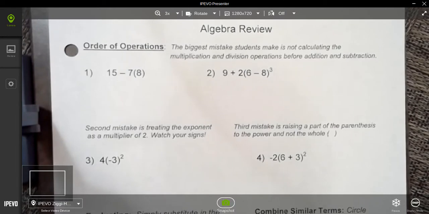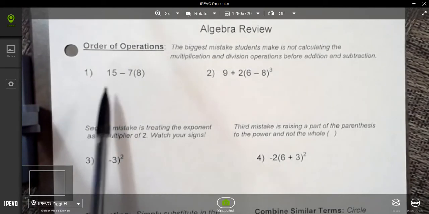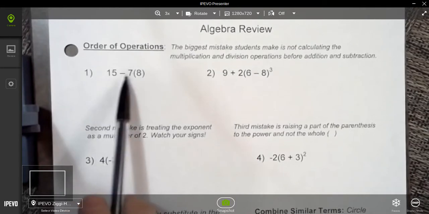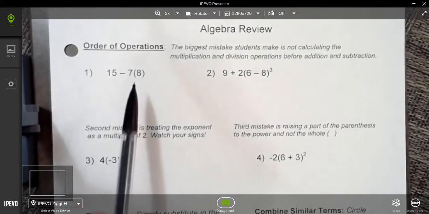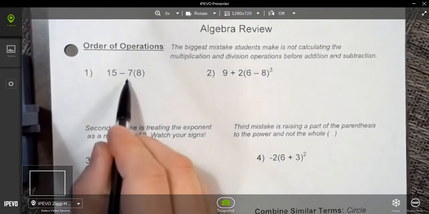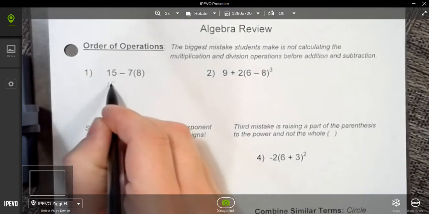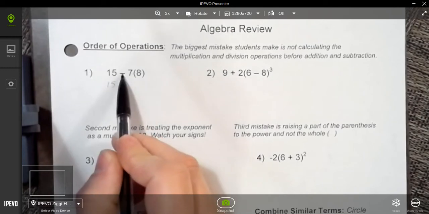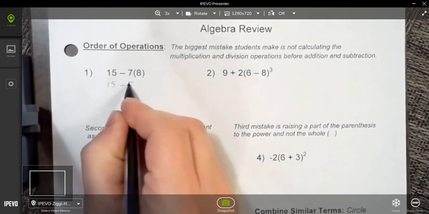If you remember your order of operations, multiplication and division are higher up on the list than addition and subtraction are. So looking at this first expression, I see there's subtraction here, 15 minus 7, but I also see there's multiplication, 7 times 8, and I have to do the multiplication first. So I'm going to bring down my 15, and then that's really like a negative 7 times a positive 8. A negative 7 times 8 is a negative 56.